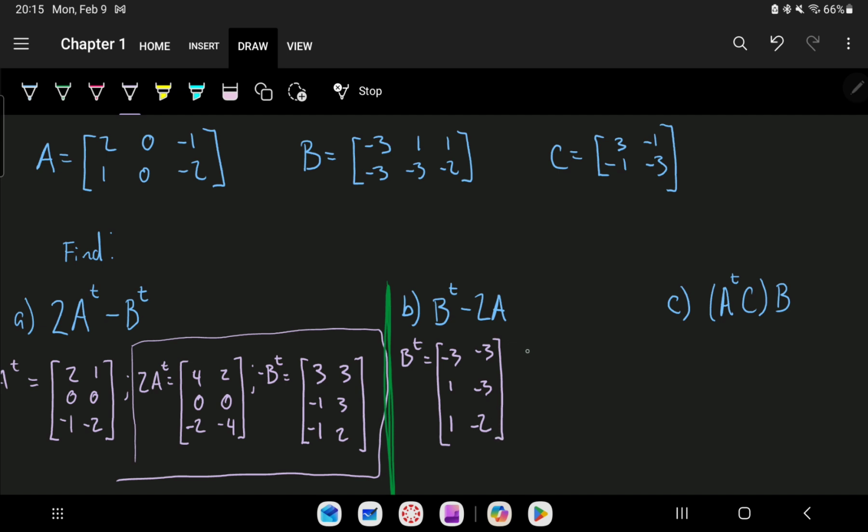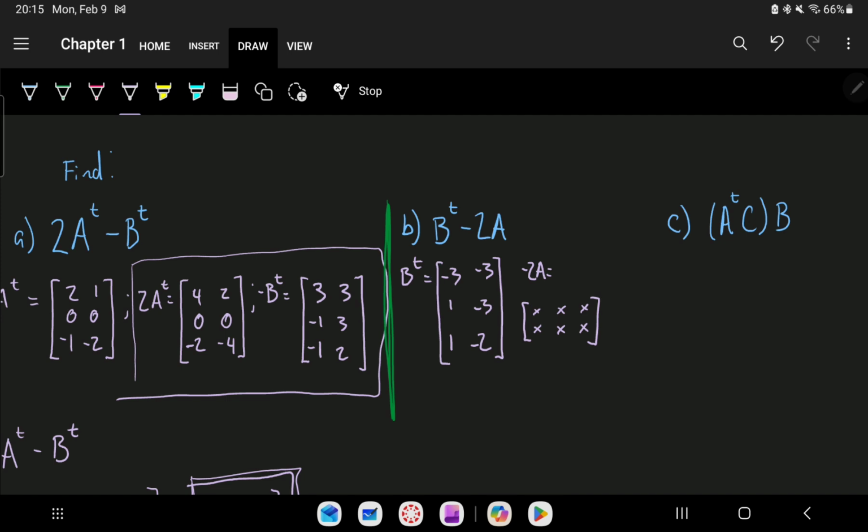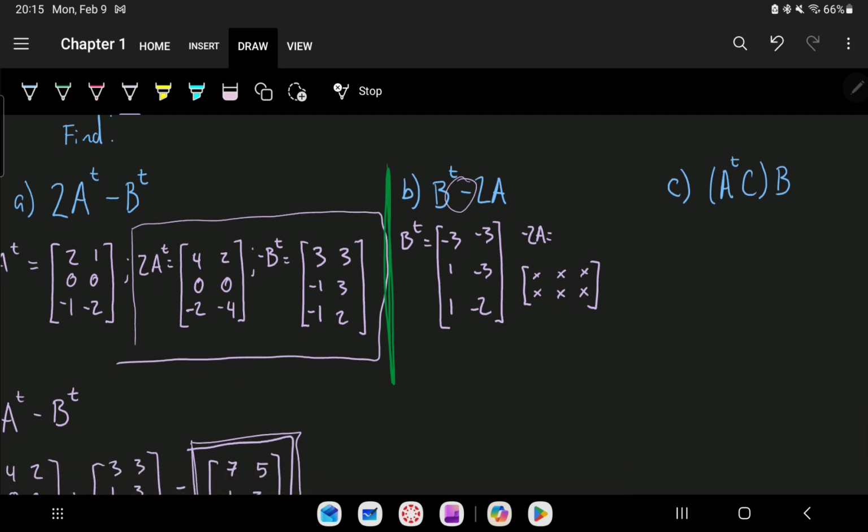And then we have a negative 2A. But what we can notice, I don't even need to do any negative 2ing, right? Because A is going to be a 2 by 3 matrix, whereas B transpose is a 3 by 2 matrix. And what do we know about addition, subtraction of matrices? They need to be the exact same size, right? So this is actually not possible. Dimensions are different.